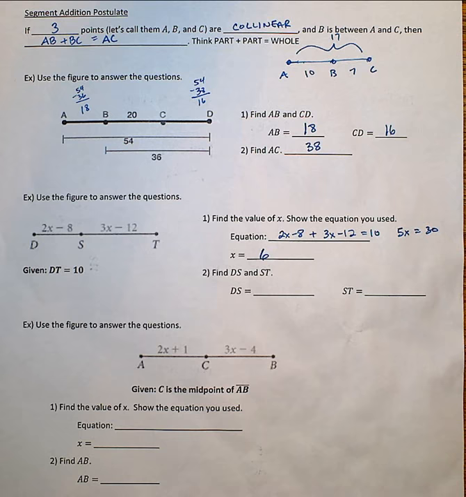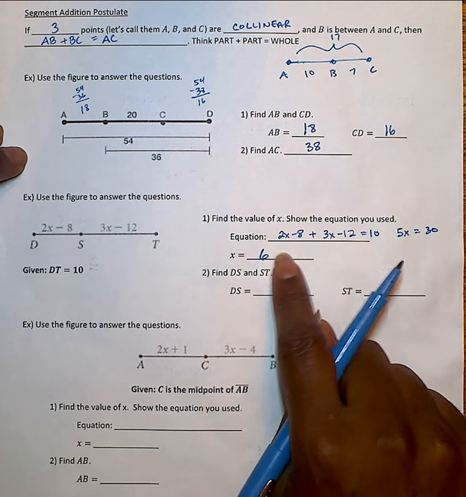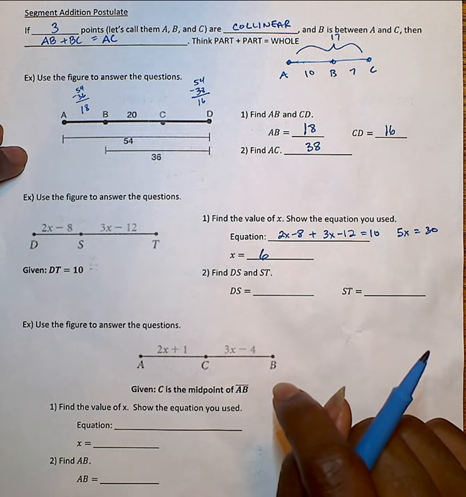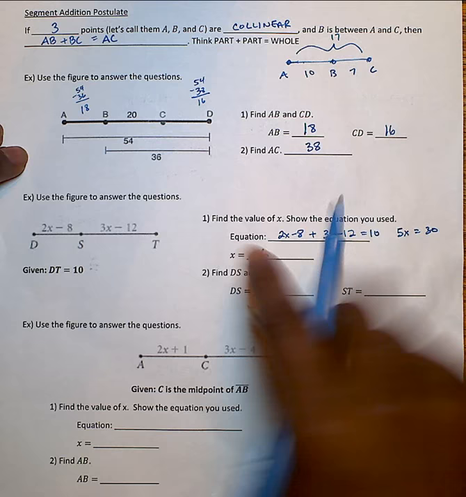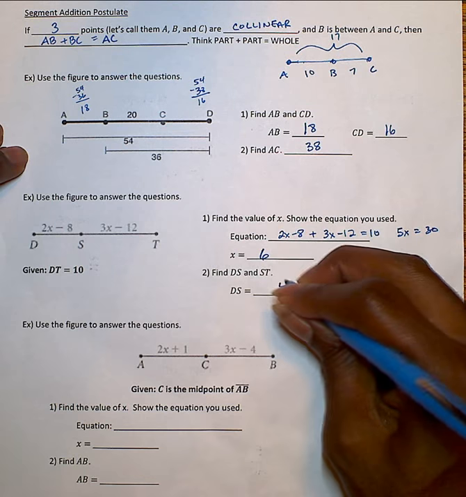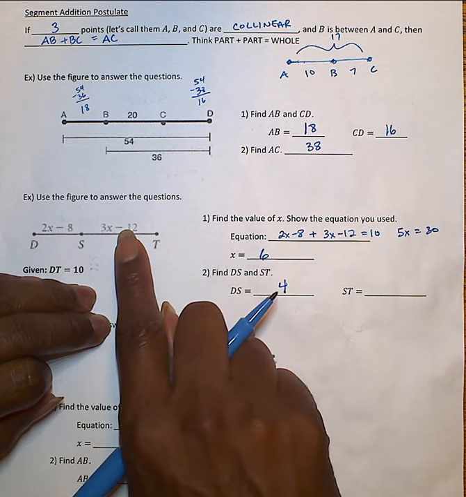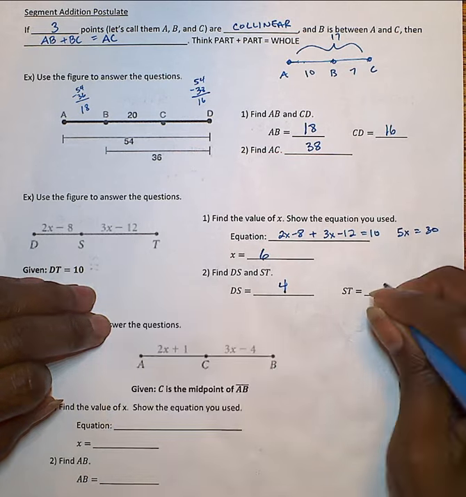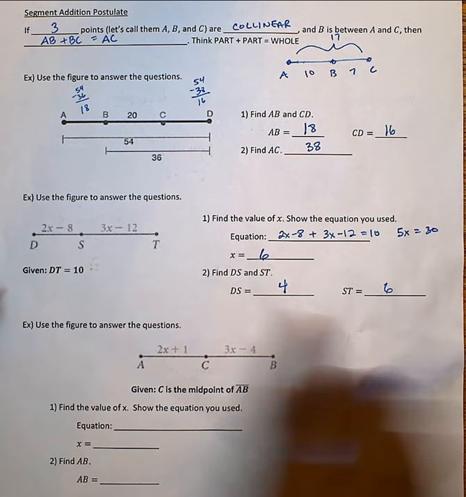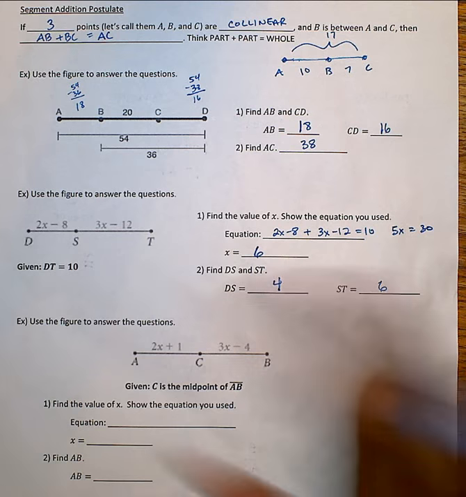Okay. And now they say find DS and ST. So now we're actually finding the measures of these segments. And so we'll plug in 6 for x and see what we get out. So 2 times 6 is 12. 12 minus 8 is 4. For ST, 3 times 6 is 18. 18 minus 12 is 6. And we should have this plus this equals this. So 4 plus 6 equals 10. Okay, checks out.